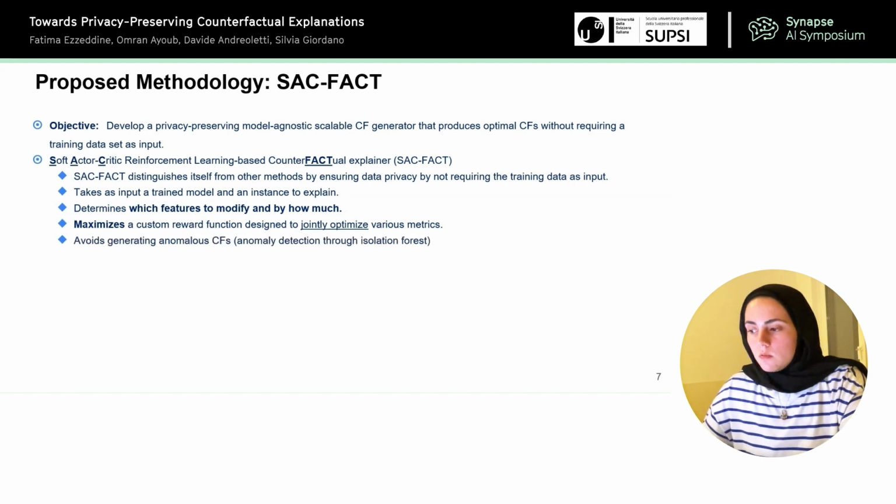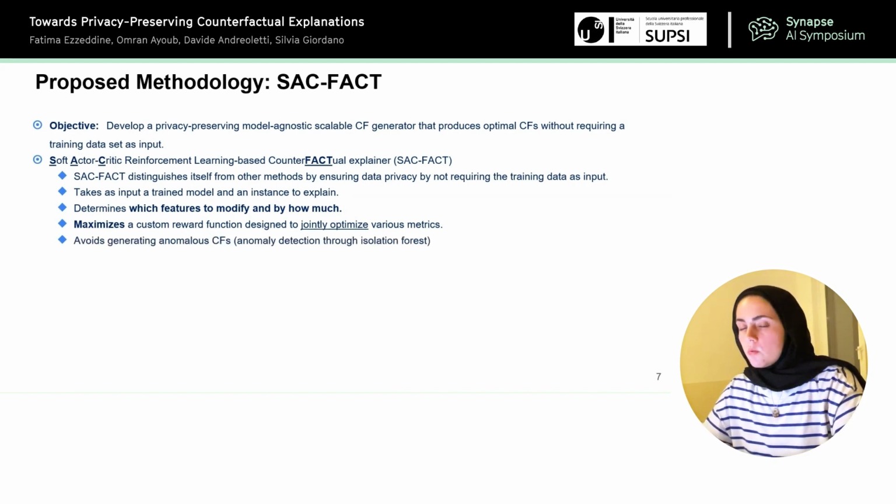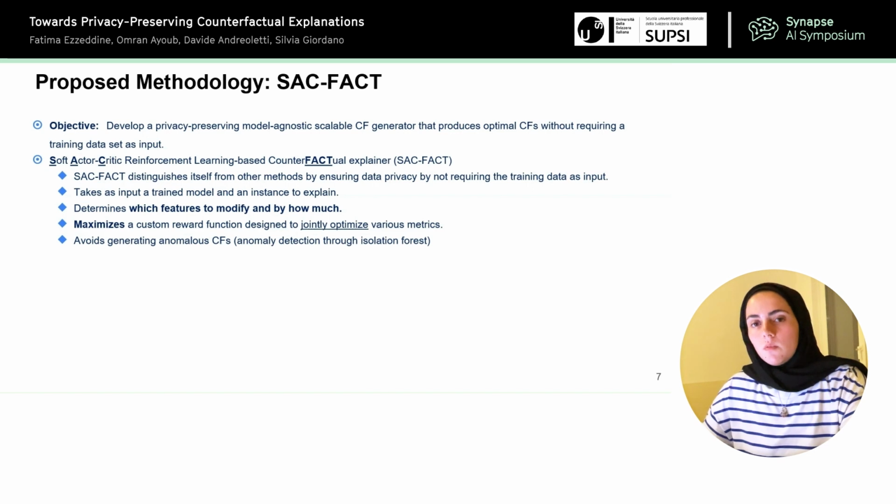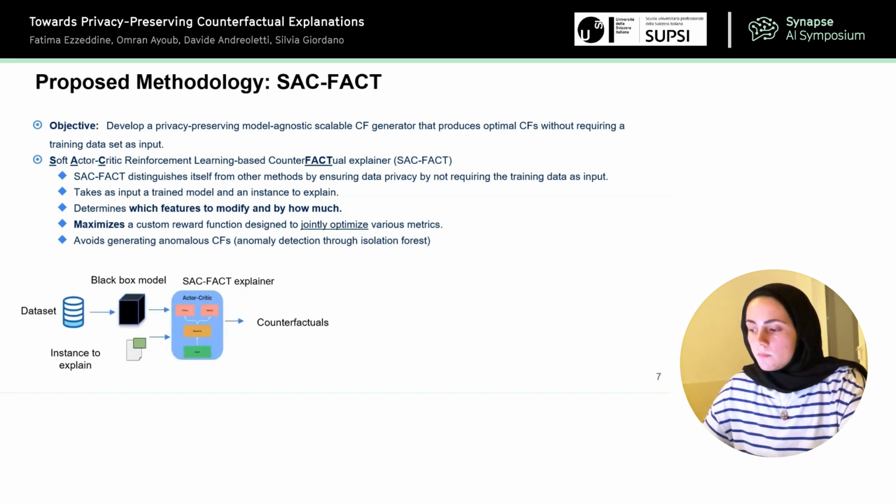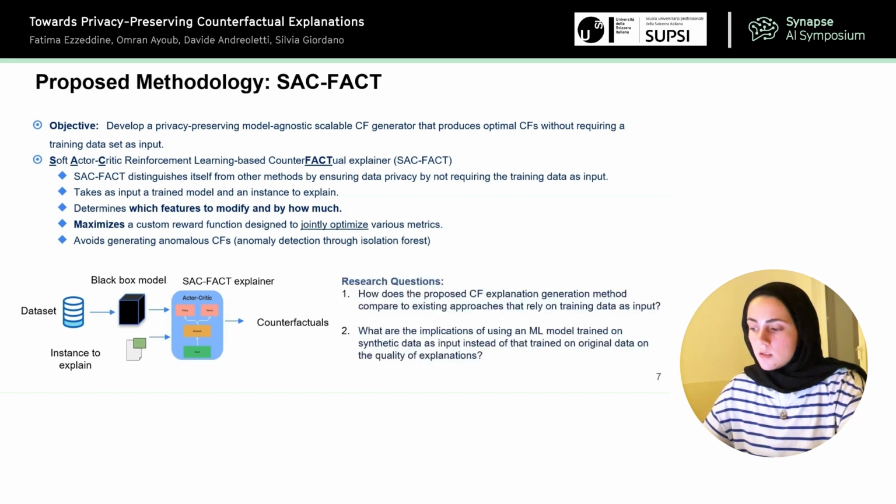And about the reward function, reinforcement learning will try to maximize the reward function, which we customize in order to optimize various metrics describing the requirements of counterfactual explanations. Also, in order to get diverse and valid counterfactual explanations, we employ anomaly detection through isolation forest in the reward function, to let the reinforcement learning learn to avoid anomalous counterfactuals and to give valid output. So in simple terms, SAC-FACT takes as an input the black box model and the instance to explain, and gives as an output the counterfactuals that are optimized and generated during the training process.